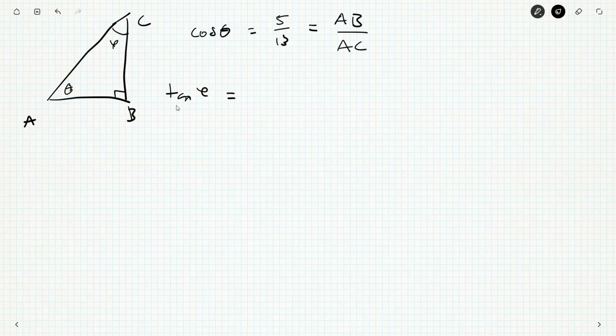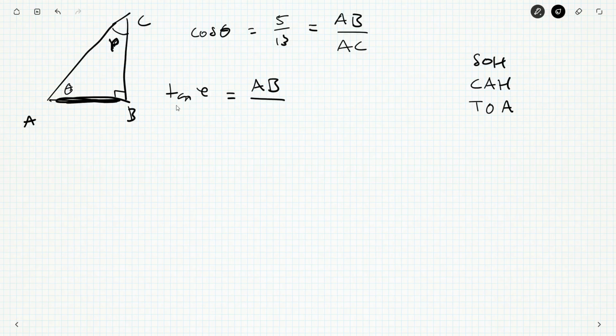Now tan of phi is, so sine is opposite over hypotenuse, cosine is adjacent over hypotenuse, and TOA, tangent, is opposite over adjacent. But because we're talking about this angle up here, the opposite side is AB, and the adjacent side is BC. Okay. But now that we know that we've got this 10 down here, they told us this 10, we can use our first ratio to figure out AC, and then use the Pythagorean theorem to get BC, and then we'll have our final ratio.